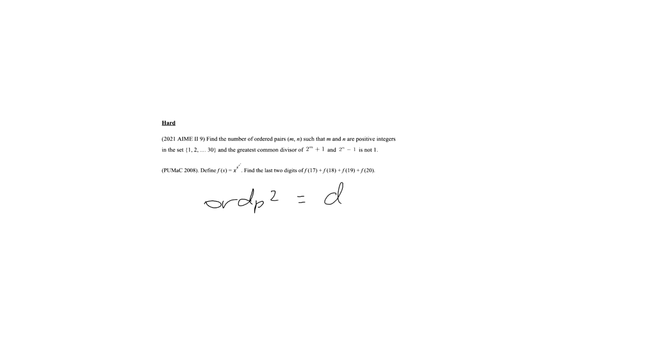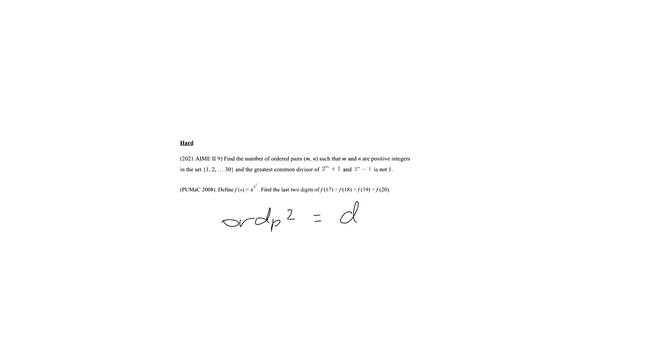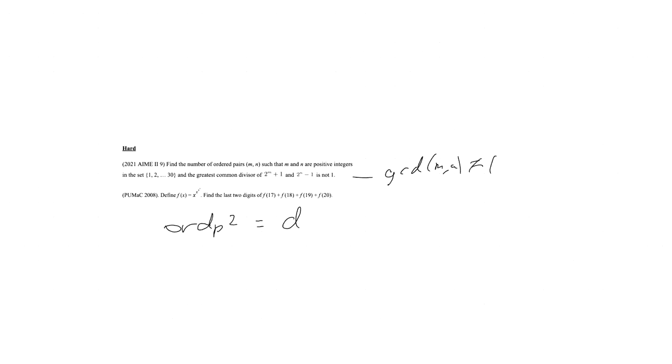So for this first question, it's an AIME question, and this involves orders. To start off, we can let the order of 2 mod p equal d here, right? After we get this, because the GCD of m and n is not 1, there must be a prime p such that p is a factor of 2 to the m plus 1, and p is also a factor of 2 to the n minus 1.